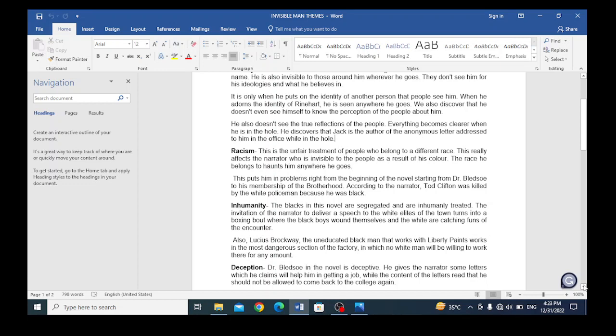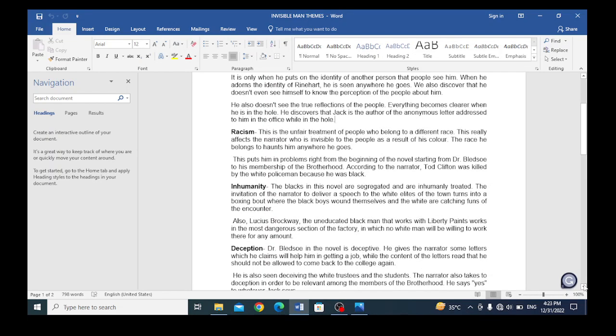Another one is racism. This is the unfair treatment of people who belong to a different race. This really affects the narrator, who is invisible to the people as a result of his color. The race issue haunts him anywhere he goes. We all know that the narrator is a black man. So that is number one problem he has.